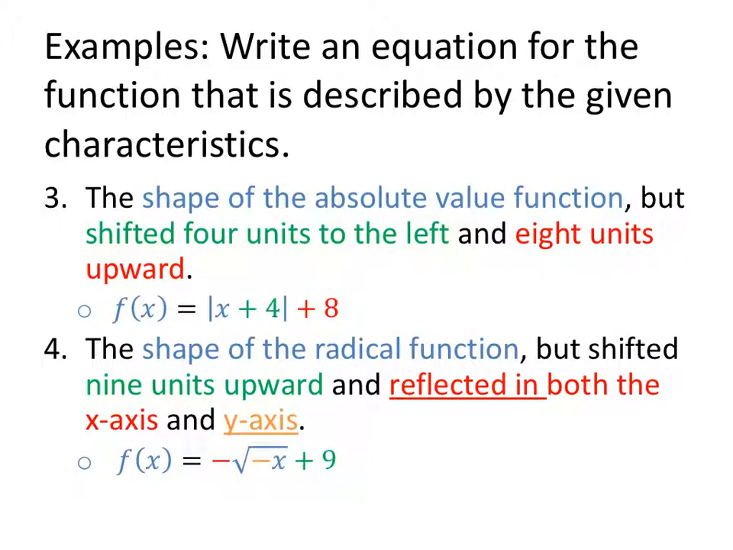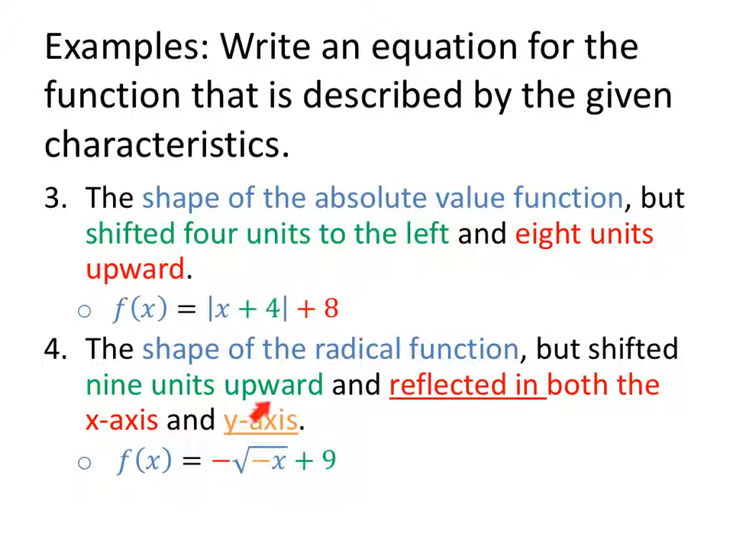Two more. The shape of the absolute value function, so f of x equals absolute value of x. All right, and I leave some blanks. 4 units to the left, so I'll add 4 on the inside right next to x. 8 units upward, so I'll add 8 outside of the function after the operation is finished. And that's the end, and I leave it there.